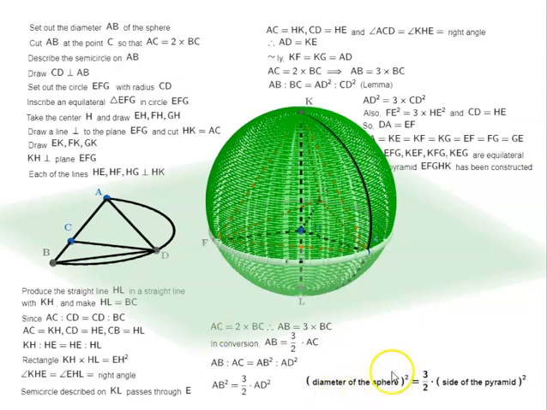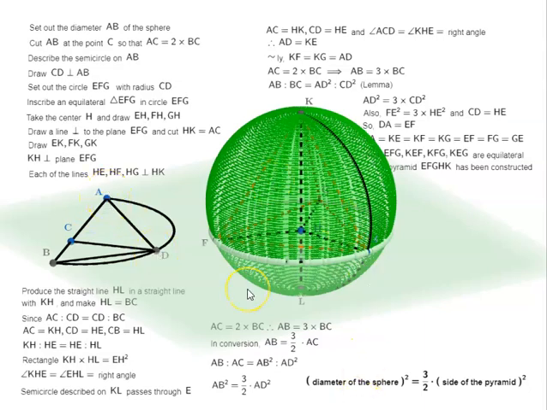Diameter of the sphere square. So here, diameter of the sphere is what? Remember, set out the diameter AB of the sphere. So AB, the diameter of the sphere, is equal to 1.5 times the side of the pyramid square. And the side of the pyramid is AD.